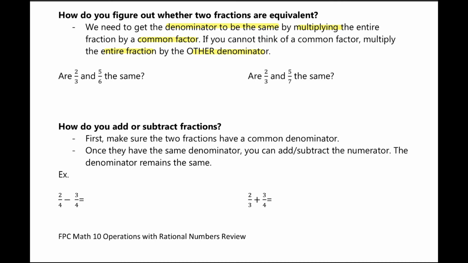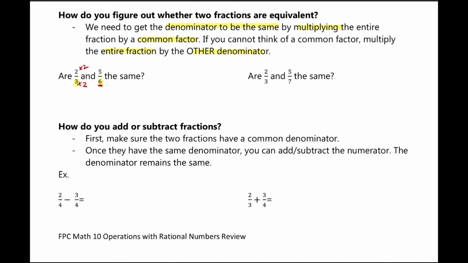Are 2 over 3 and 5 over 6 the same? First of all, we have to compare the denominator, and they're different. One is 3 and one is 6. So we need to multiply the entire fraction by a common factor. What they mean by that is, if you look at 6, we know 6 is a multiple of 3. Okay, so 3 times 2 is 6. So I'm just going to change the first fraction in terms of the denominator 6. So if you multiply the bottom by 2, then you're supposed to multiply the top by 2 to balance the fraction.